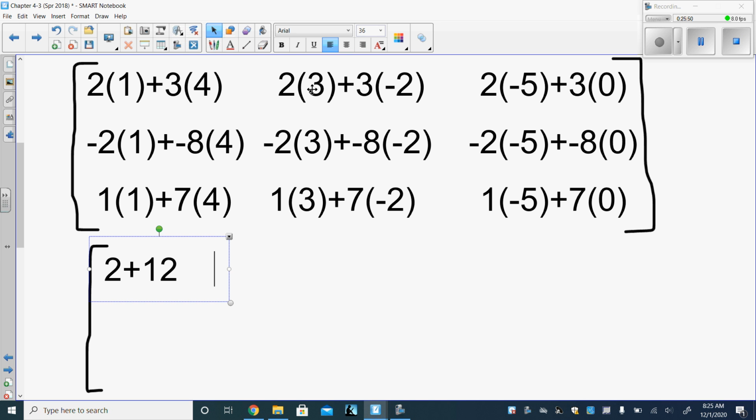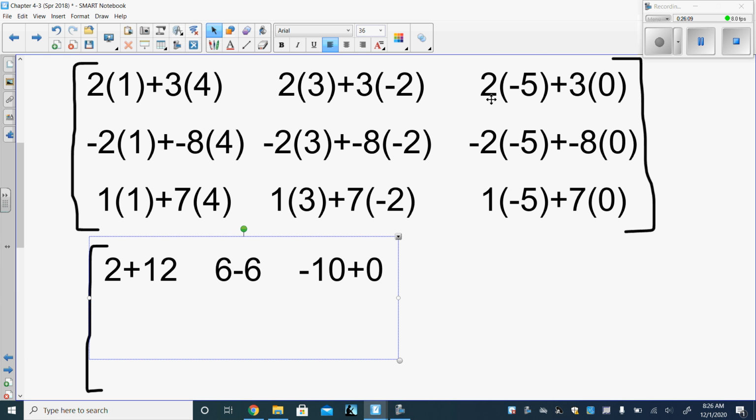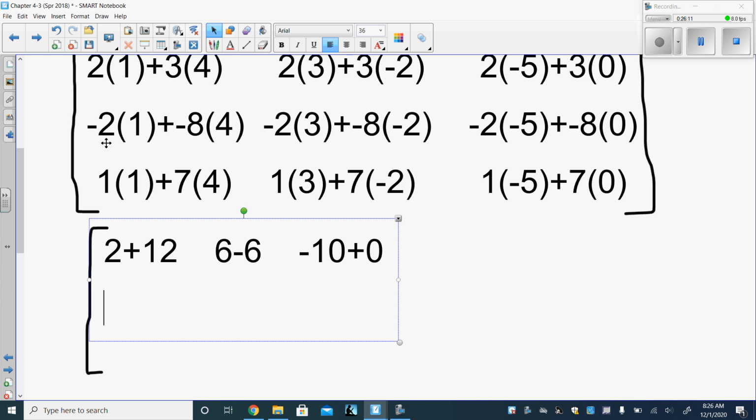And then in the second one, 2 times 3 would give me 6. And 3 times negative 2 would be negative 6. So we'd have 6 minus 6. And the last one in the top row would be 2 times negative 5, which would be negative 10, plus 3 times 0 is 0. Now the next one, negative 2 times 1 would be negative 2. Negative 8 times 4 would be negative 32. So we finish that one there.